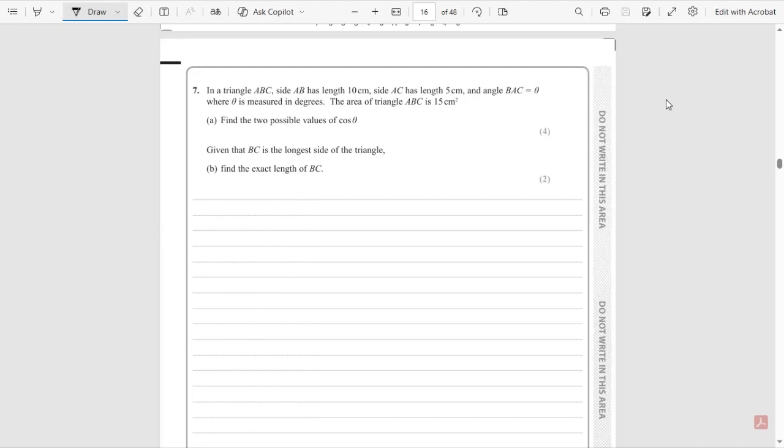So we have here a triangle ABC. Side AB has a length of 10, side AC has a length of 5, and the angle BAC is theta, where theta is measured in degrees.